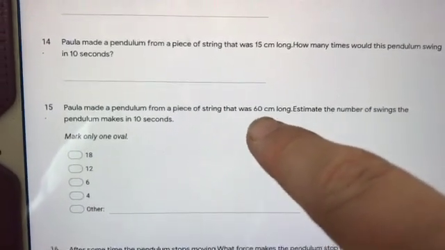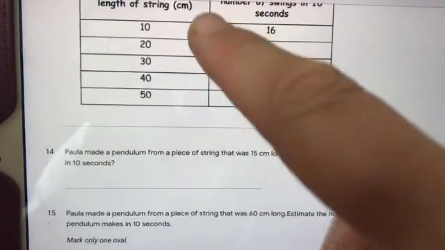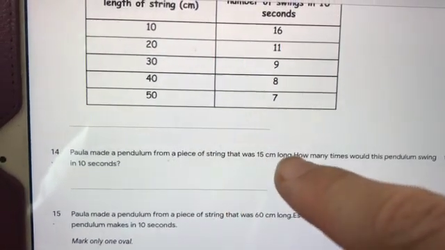Then she made one which was 60 centimetres long. Well, that's longer than any of the ones we've got in our table, so we're going to have to guess at how many swings.